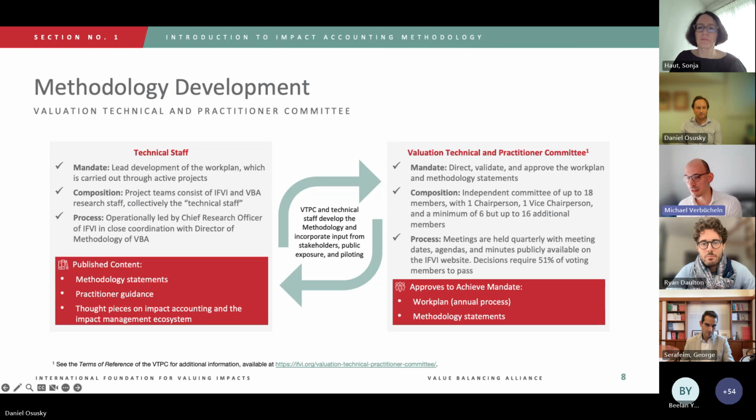And on the other hand, we have the VTPC that directs, validates, and approves not only the work plan, but also all the work methodology outputs that we see. And as mentioned before, it is a combination of the representatives or nominees from both sides, from IFVI and VBA, to make sure that we capture all different stakeholder perspectives when discussing and approving the work plan, but also the methodology itself.